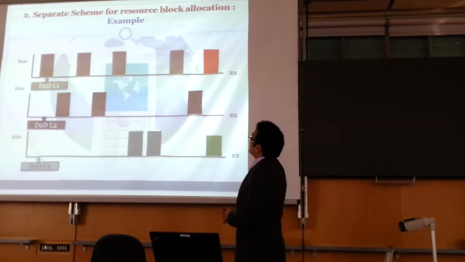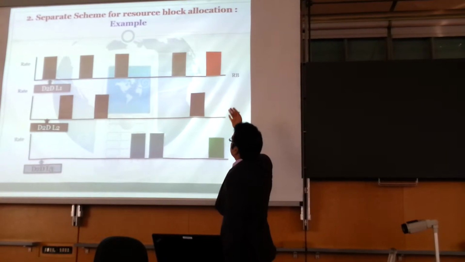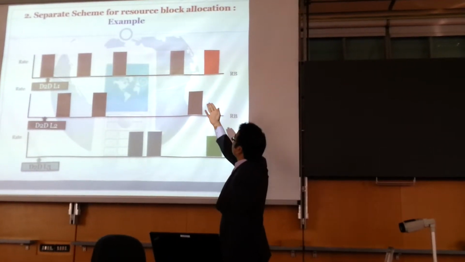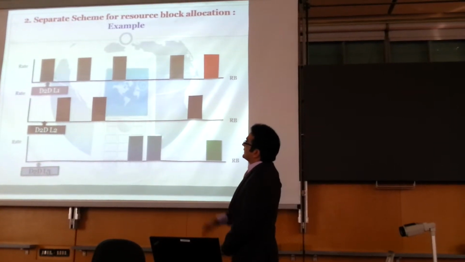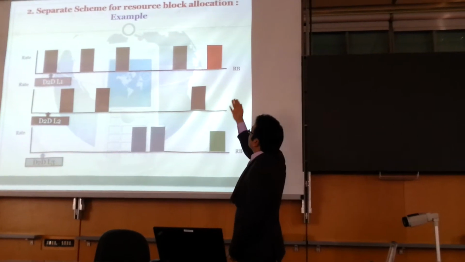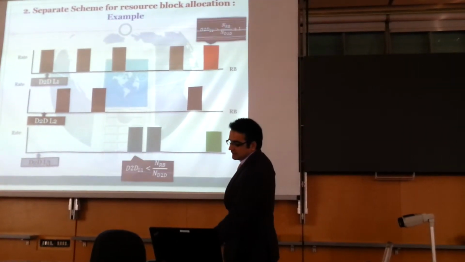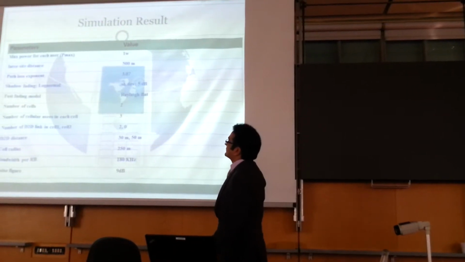So here you can see, although the red one is more power efficient than the green one, it exceeds the maximum number that can be allocated to the D2D link, because at most we can allocate 4 resource blocks. So obviously the red one will be eliminated, and we will be left with only 4 plus 3 plus 3 equal to 10 resource blocks.